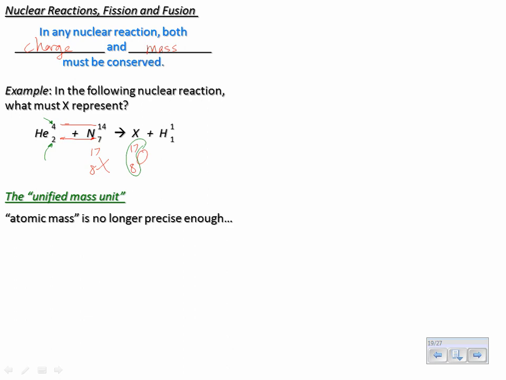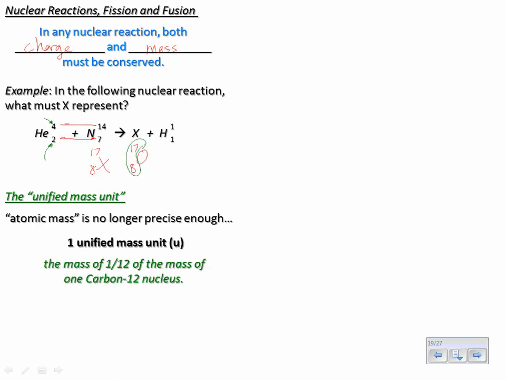Just to say 4, though, for us isn't precise enough anymore. We're going to start to get a lot more precise. And we're going to define the unified mass unit as 1/12 the mass of a carbon-12 nucleus. Just like a mole, which is the number of elementary particles in 12 grams of carbon-12.